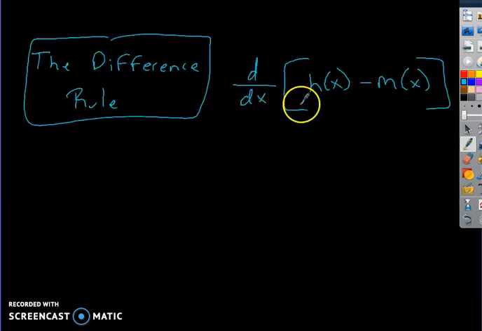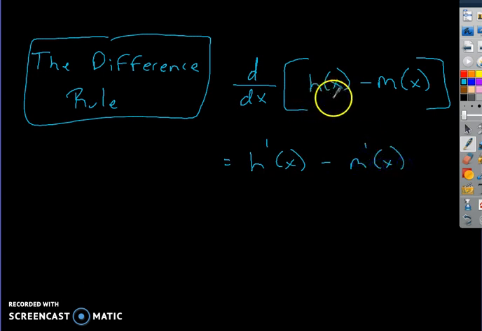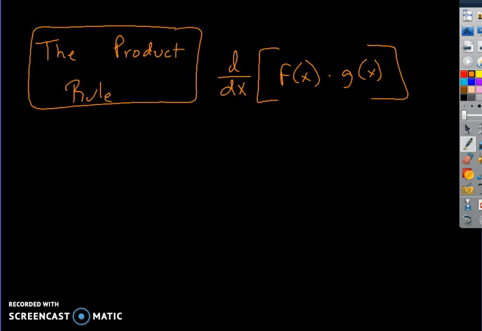I want to take the derivative of h of x subtract g of x. I basically find h prime of x, and I subtract g prime of x from it. So the derivative of h of x subtract g of x is h prime of x subtract g prime of x. So it pretty much works a lot like the sum rule. All right, new one. The next one is the product rule.